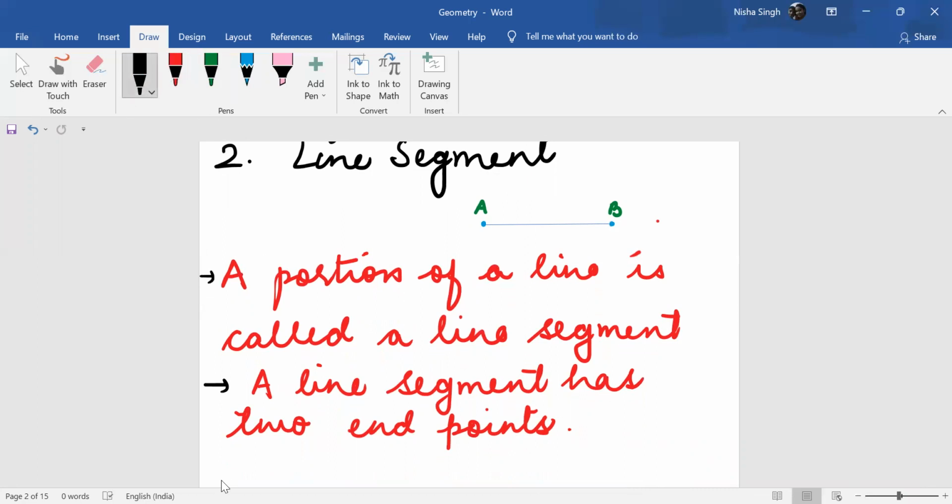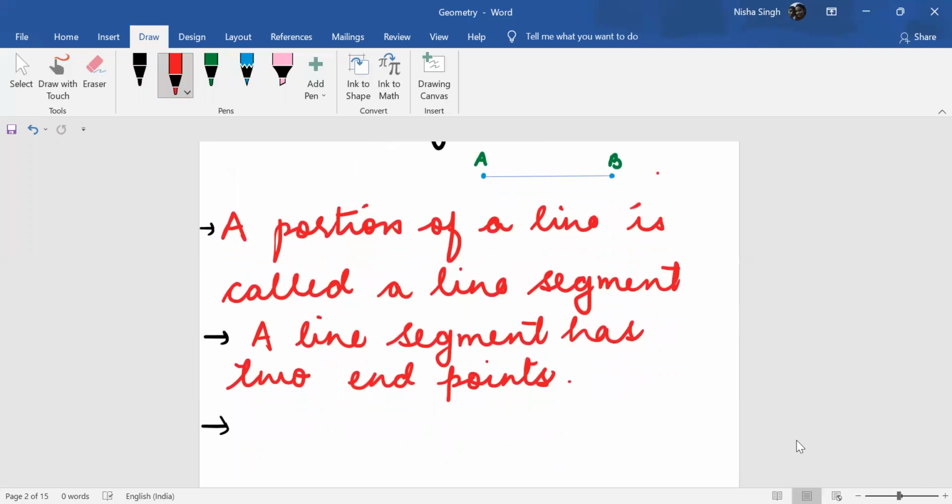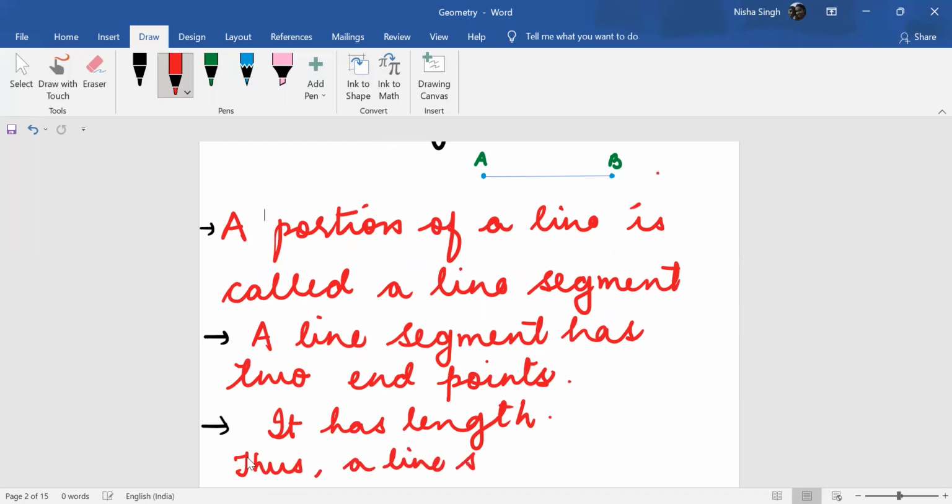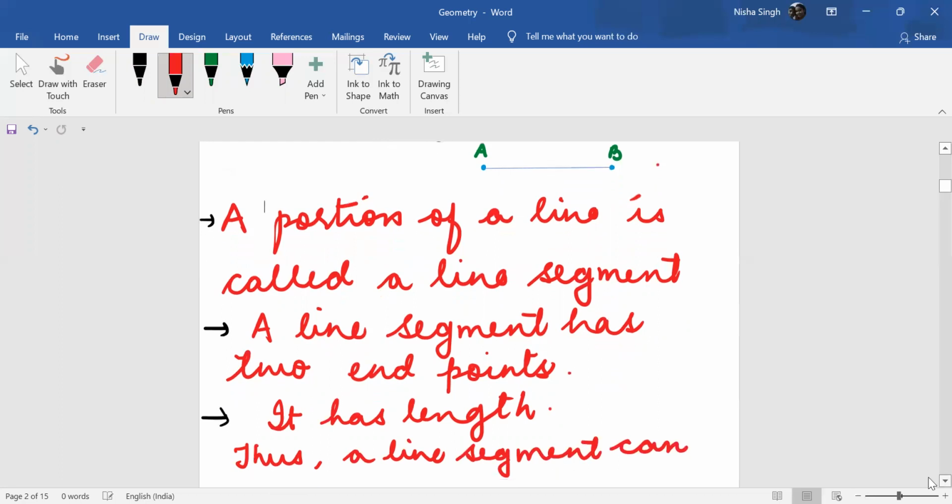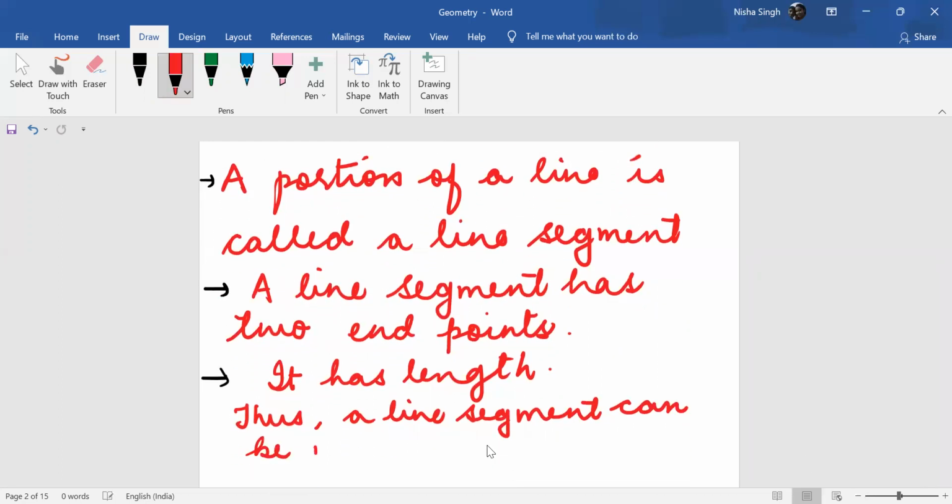And children, it has a length. Now you can measure it. So a line segment has a length. It has length. It has two endpoints. उसके दोनों endpoints आपको पता है, then you can measure it easily. Thus, by this you can say, a line segment can be measured. You can measure it.